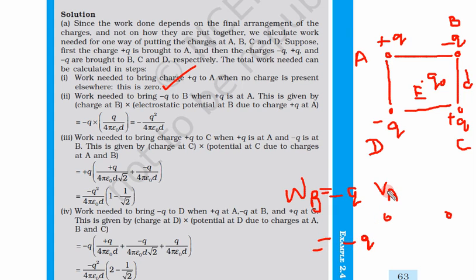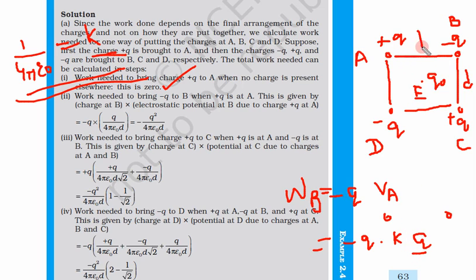So what is minus Q VA? This is minus Q. And for all other examples from now onwards, I will write 1 upon 4 pi epsilon naught as K. So whenever K is written, the meaning of that is 1 upon 4 pi epsilon naught. Now this minus Q, VA is simply K, and this is due to a charge at A, which is positive Q, and the distance between them is D, because the side of this square is D.